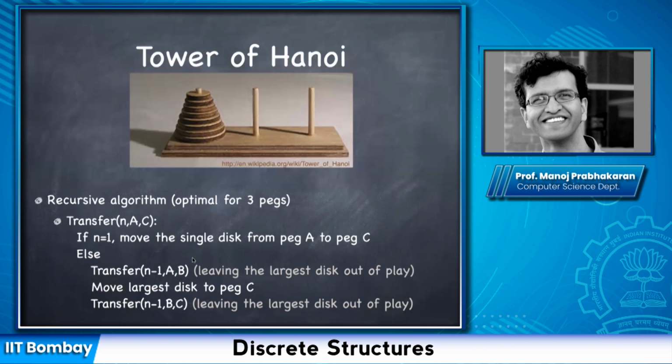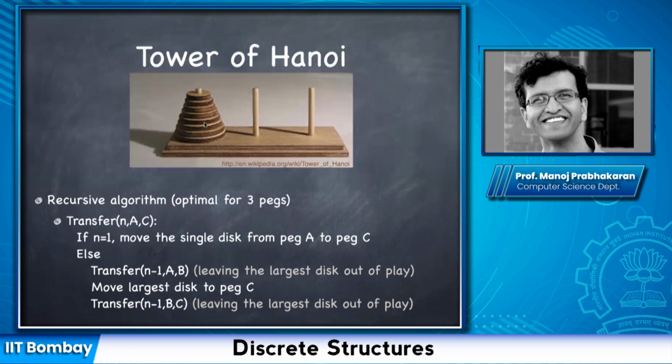Okay. So for now, imagine that the peg B is actually empty, but it would also be fine as long as the peg B has disks which are bigger than any of the disks being moved. Right? Okay, so use the peg C as an intermediate peg if you want, and transfer n minus 1 disks from A to B.